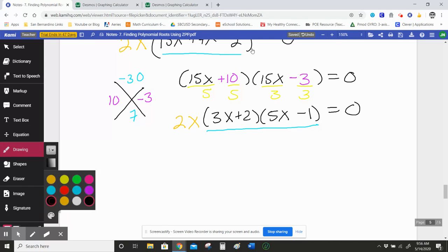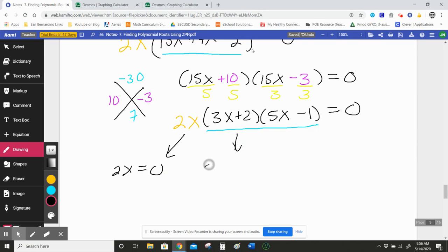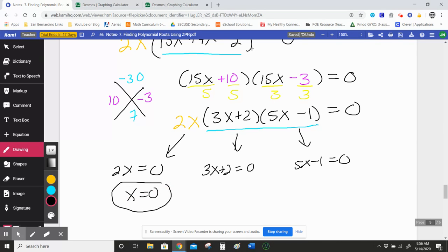So when I do the zero product property, I have to set each one of these equal to 0 and solve. So the first one would be 2x equal to 0. The second one would be 3x plus 2 equals 0. And the last one would be 5x minus 1 set equal to 0. By using the zero product property, when each one of these is equal to 0, then it will be a true equation. First answer, that one's easy, x equals 0.